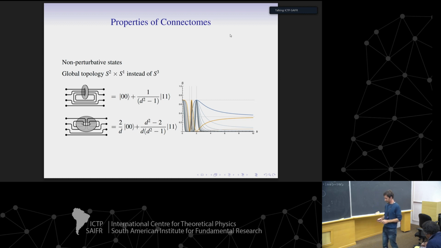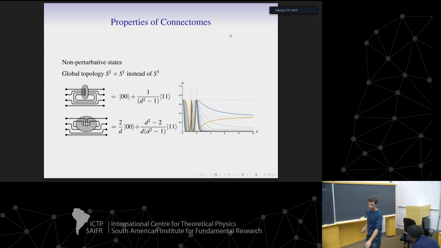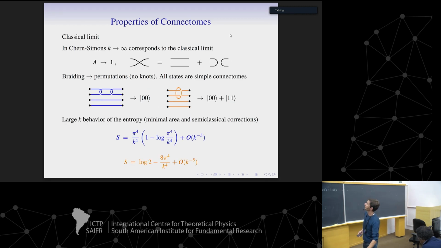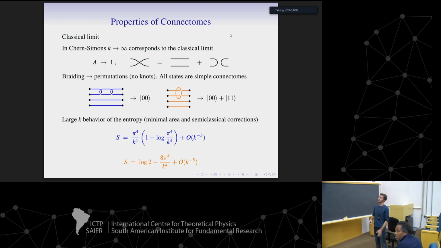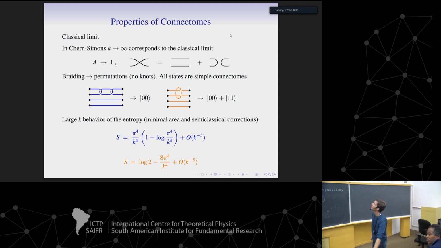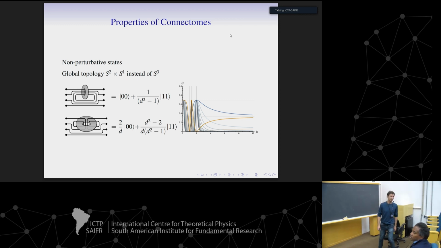But in this case, if you look at just simple diagrams like this, then in the classical limit there will be no non-trivial topologies, and all states will be these connectome states with very simple topology. But there are some non-perturbative states, and these non-perturbative states are related to non-trivial three-dimensional topology.